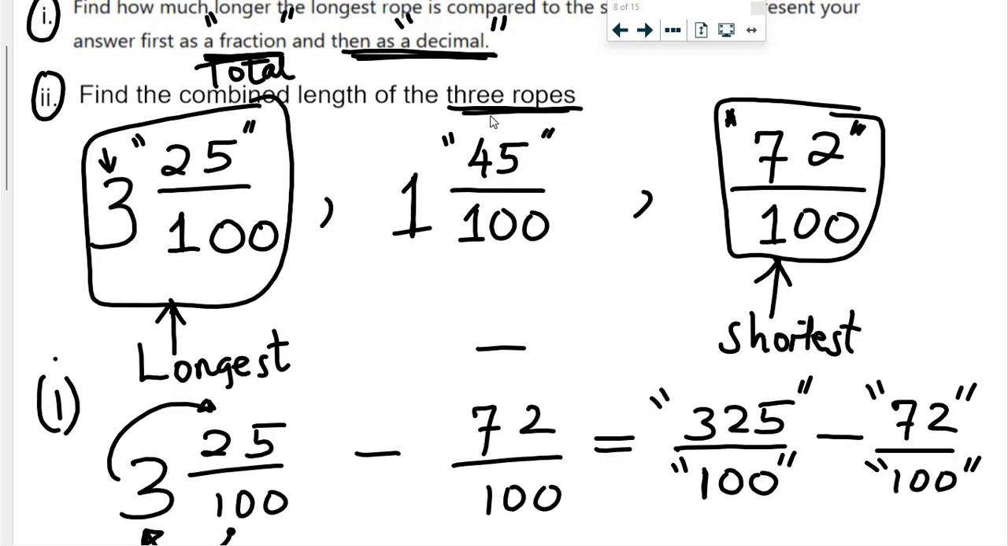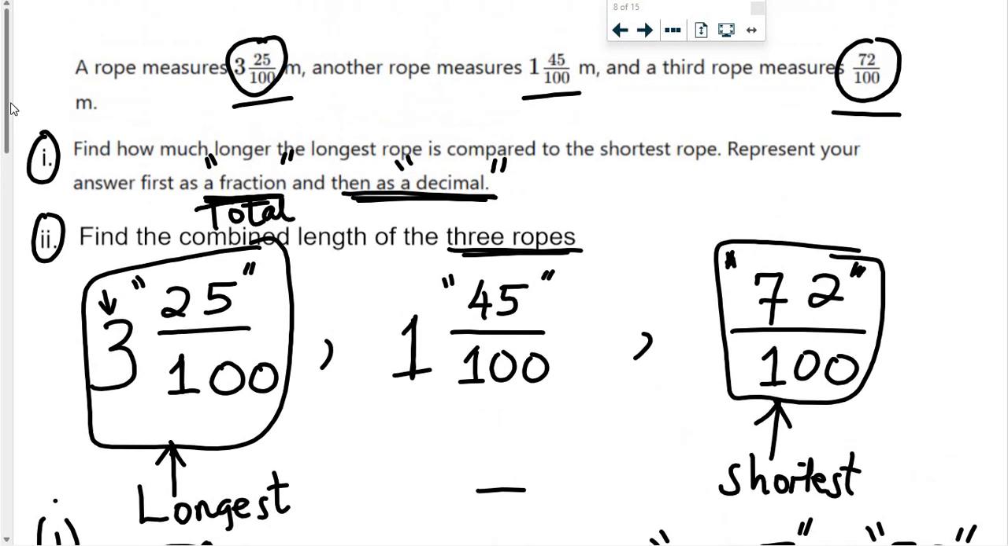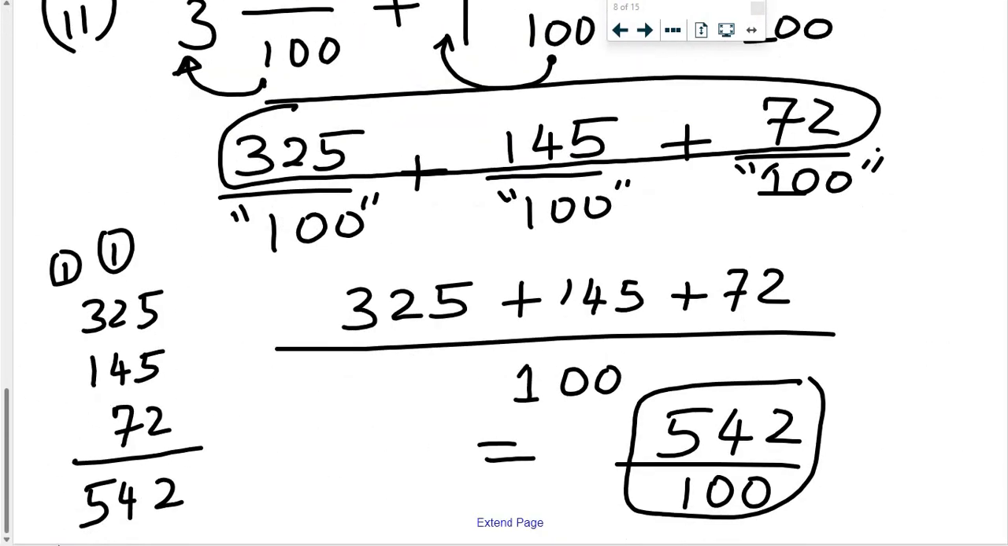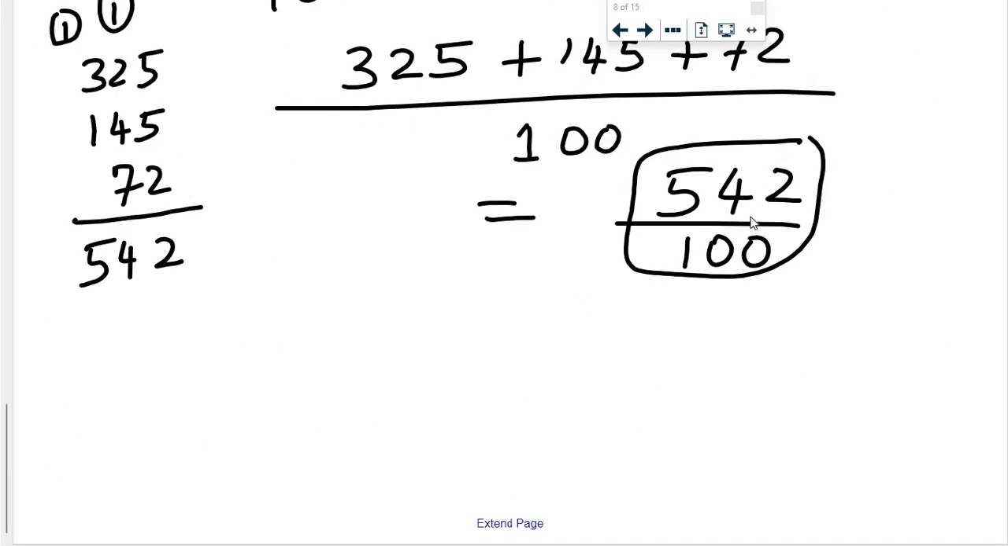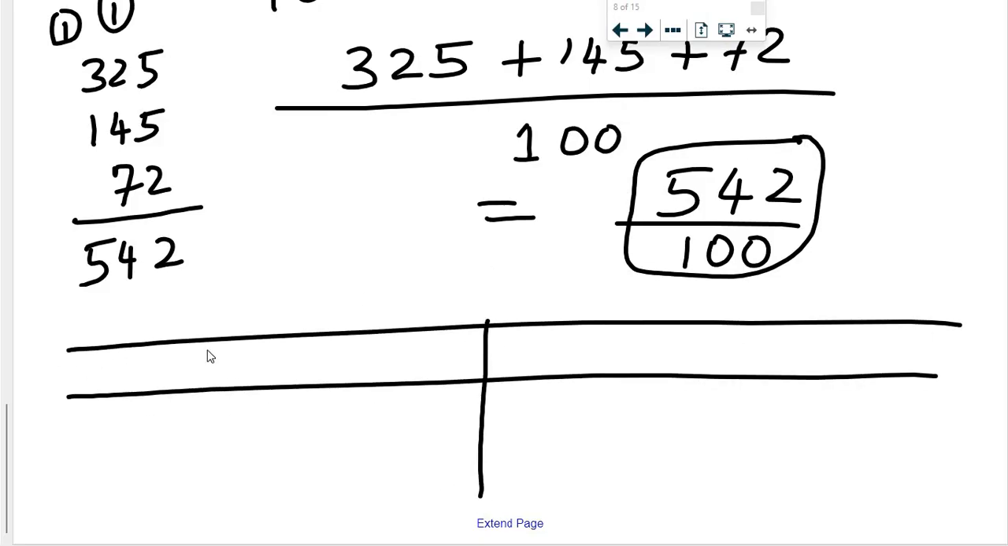Now, if you go back to the question, it says, find the combined length of the 3 ropes. But it did not say leave the answer as a fraction as well as a decimal. For the sake of this video, I'm going to put the answer as a fraction as well as a decimal. But the question does not have that instruction. So for further study, I'm going to write this answer as a fraction as well as a decimal. So fraction here, decimal here.